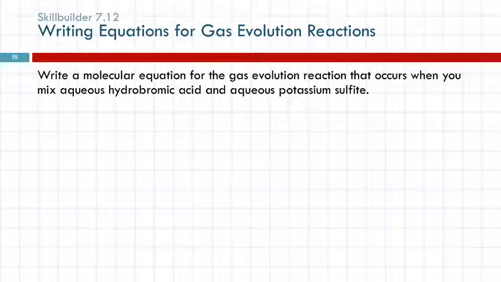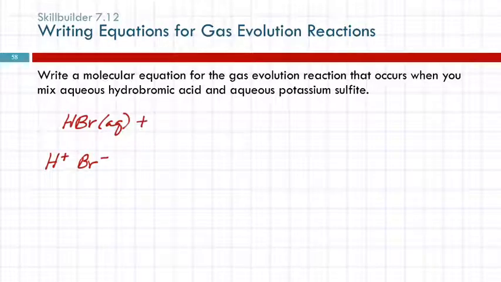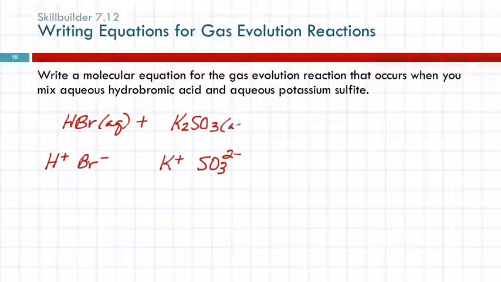So let's do one. Here's aqueous hydrobromic acid and aqueous potassium sulfite. Hydrobromic acid is a hydrogen ion and bromide, you just need one of each based on their charges. Potassium is K+, sulfite, that's the light version of sulfate. So K2SO3 aqueous. Whenever you have to predict what the products are, try swapping partners.